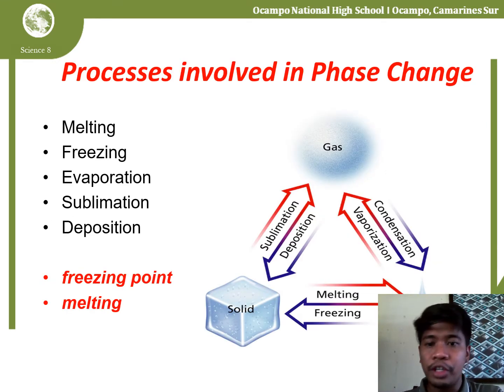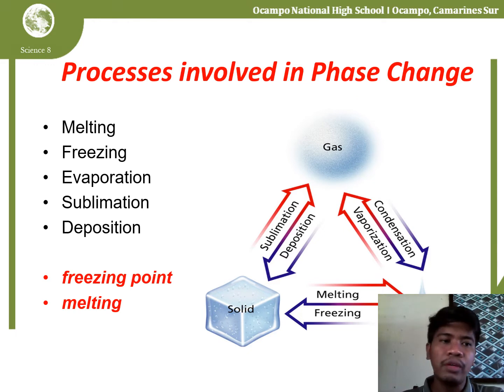Before we proceed to the different processes involved in phase change, let us first define what phase change is. Okay, class, when we say phase change, it is the process when an object from one phase of matter turns into another phase of matter. I repeat, phase change happens when one object transforms from one phase of matter to another phase of matter. Kapag ang object naging from solid naging liquid, phase change ang tawag natin. Kapag ang liquid naging solid, may nangyaring phase change doon.